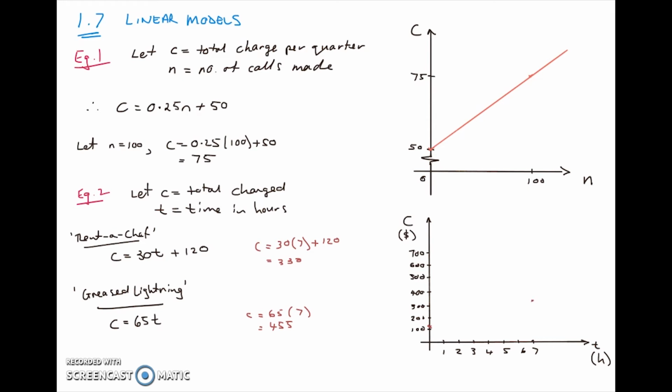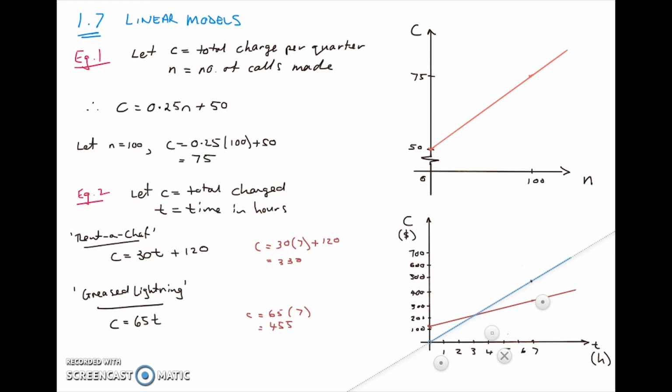So what we can do then is mark in our 2 points. We've got Rent a Chef at 120, and then at 330, and we draw a line through those 2 points. Of course, it's just a sketch here. And we do the same for our Grease Lightning. We know that it starts at 0 and then goes up to 455. So we can mark that point and draw a line through them both.